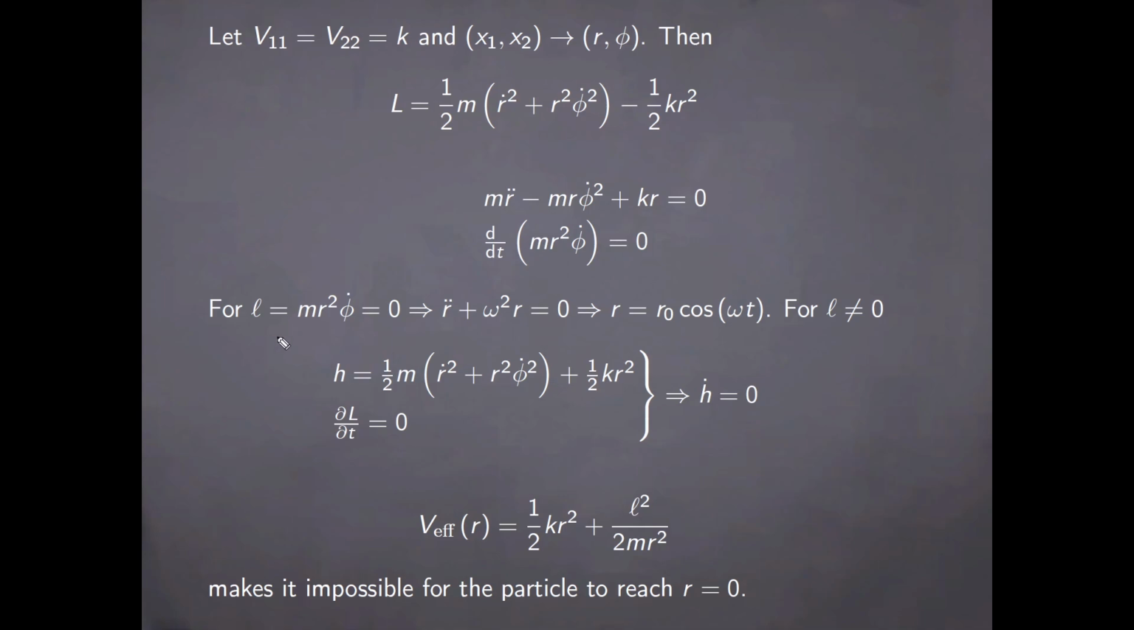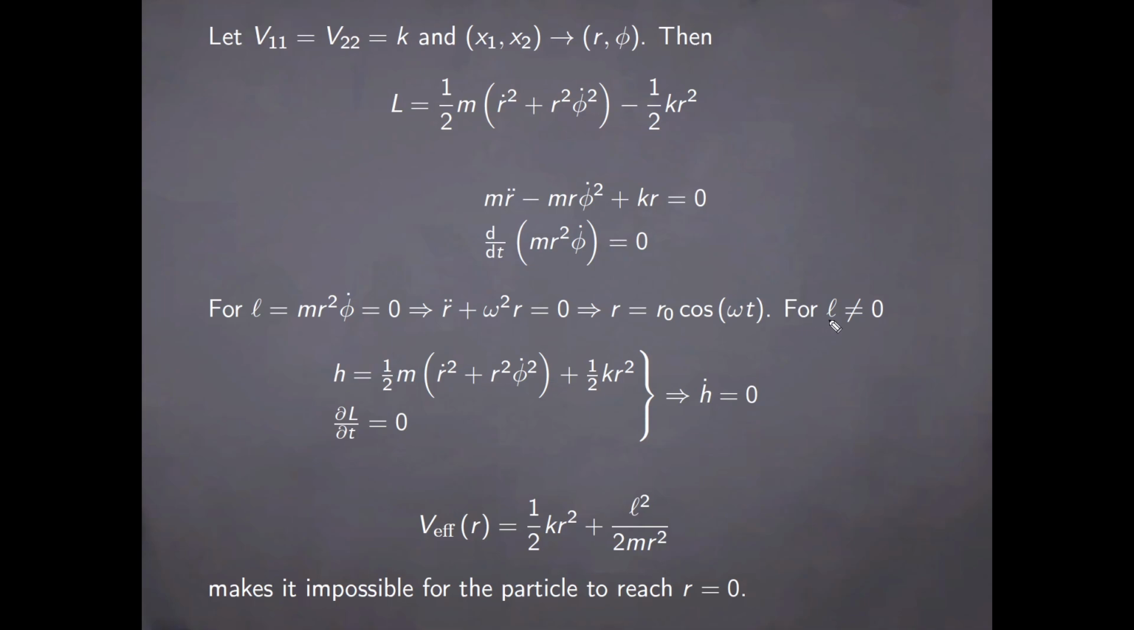And we see that if the angular momentum vanishes, then the radial equation reduces to really the equation of a harmonic oscillator. So it has a particular solution of this form, right? It's just a harmonic oscillation where the radius of the particle goes through the origin and has a maximum amplitude of r0.